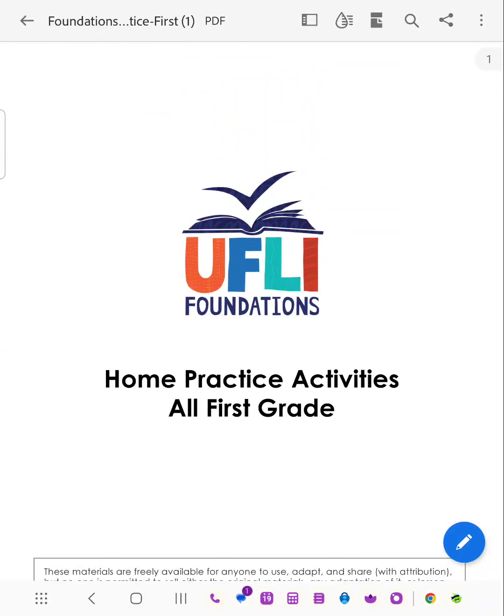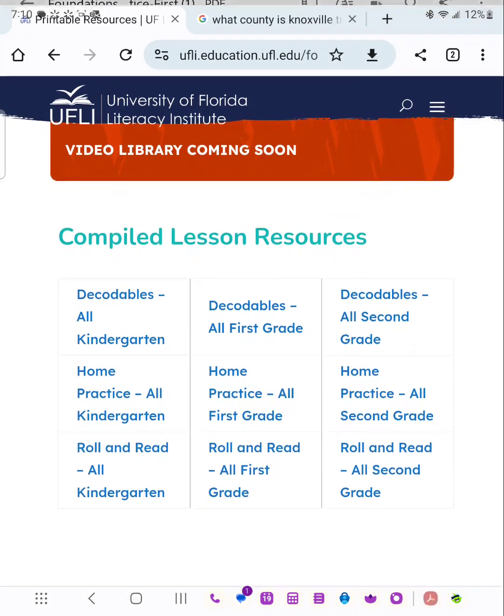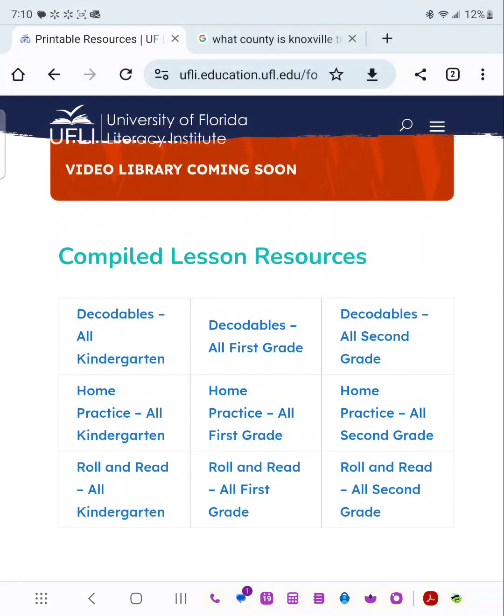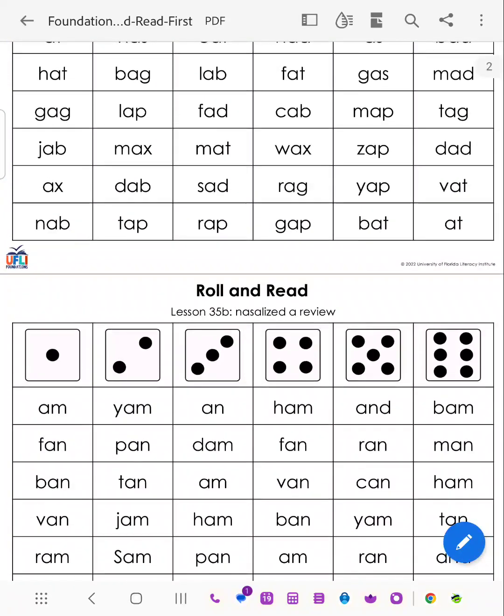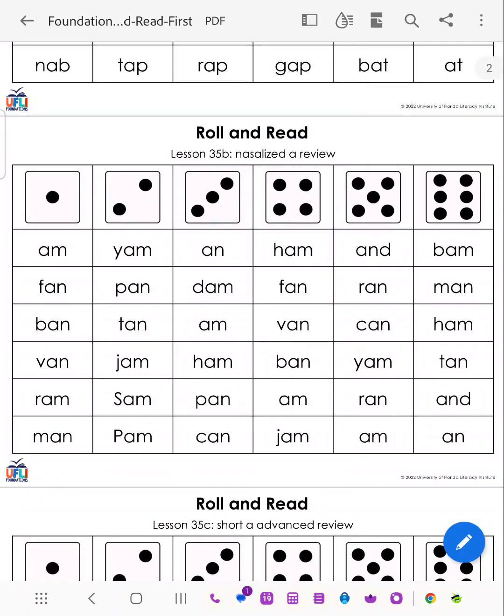Big, big, big deal right there. So let's jump back over here. So these are your rolling reads. This is a thing where you take a set of dice, you throw them down, and then the child is sitting here looking at it, and they roll a 3. So they need to go over here into the 3 column and pick out a word that they think they could read, and then they read it, and I cover that word up.